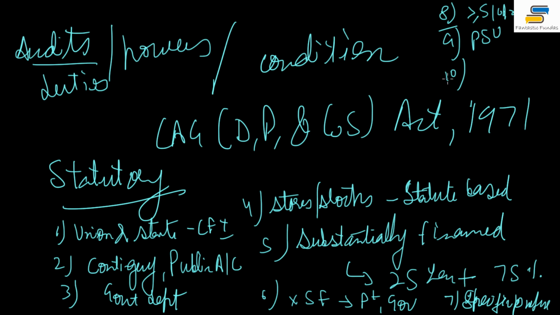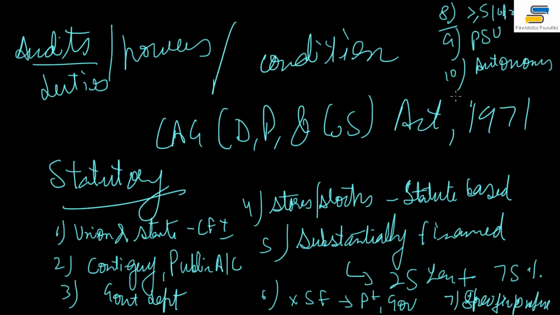And then number 10 is related to all the autonomous bodies. Even they are covered under the audit by the CAG. Autonomous bodies, you might get confused over there because they have autonomy, so they might not be covered, but even they are covered, and their reports are sent to ministries or departments, okay, before they are laid before the parliament or the state legislature.